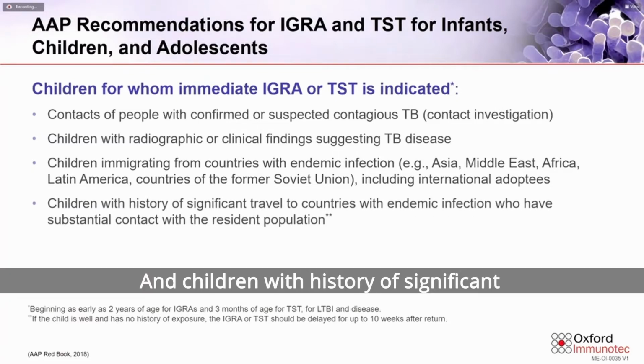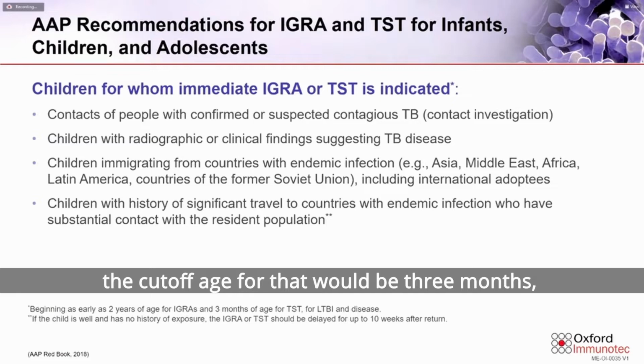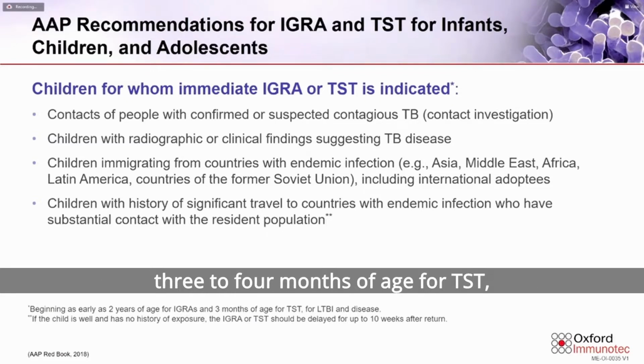And children with a history of significant travel to countries with endemic infection who have substantial contact with the residential population of that place. It's important to know that to decide on what test to do; we'll go over that in more detail. The cutoff age would be 3 to 4 months of age for TST and 2 years for IGRAs.